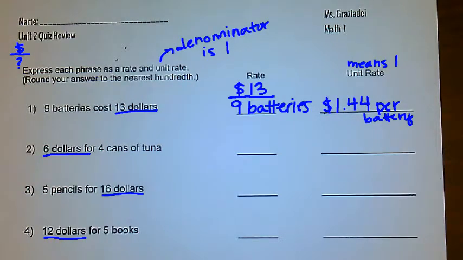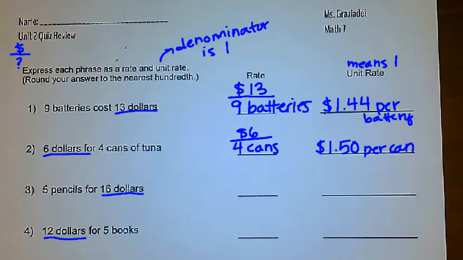Okay, next one, $6 for 4 cans of tuna. So $6 on top, 4 cans on the bottom. That would be our rate. And then if we're getting specific, for the unit rate, we're going to divide 6 divided by 4, so we get $1. It'll say 1.5, but remember, money goes to the hundreds place. So $1.50 per can.